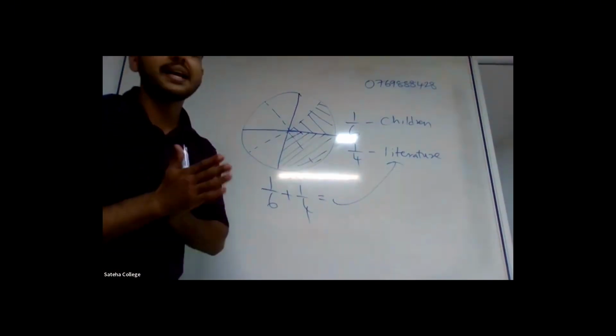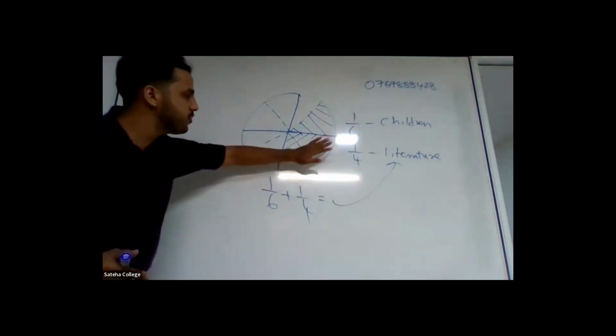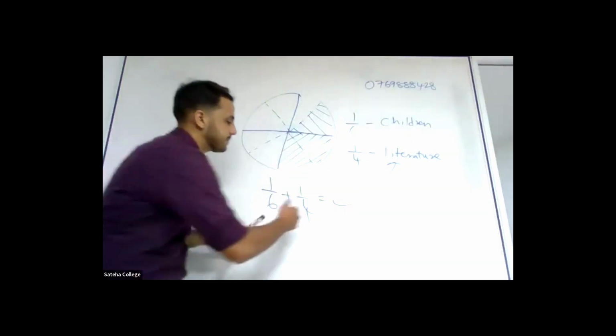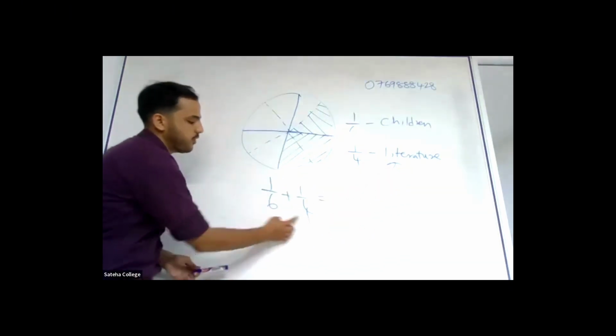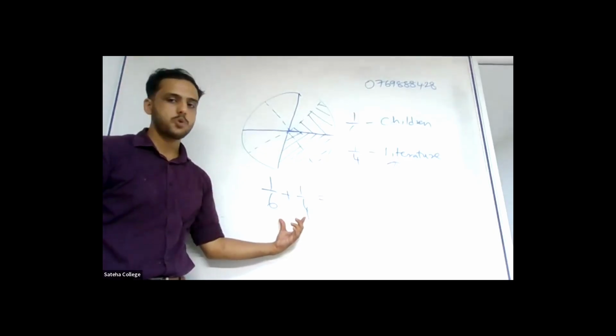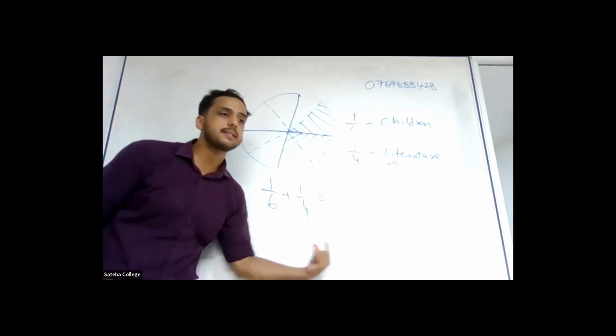So to find the fraction of the books that he donated to the library, what do you have to do? Just add 1/4 and 1/6. Okay. Now, first of all, can you add the denominators? No. So first thing that you do, find the common denominator, find the LCM.